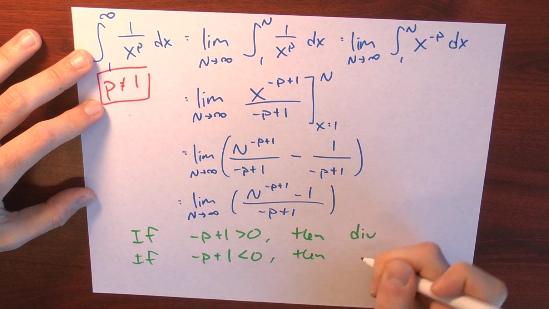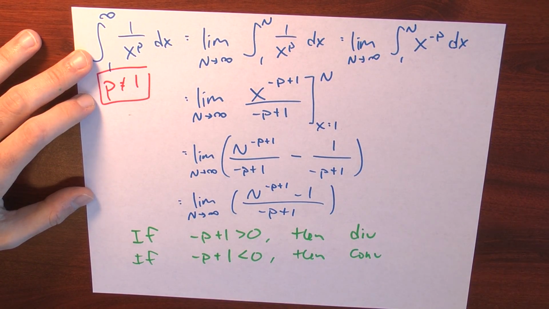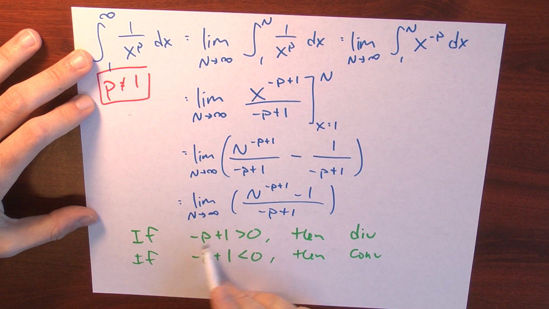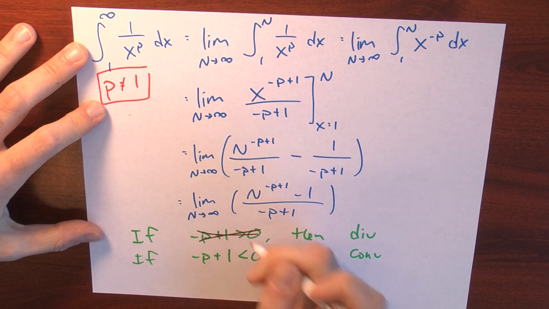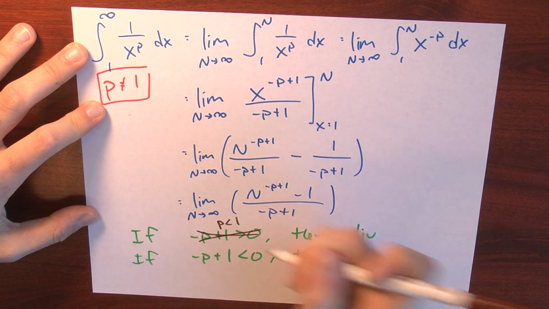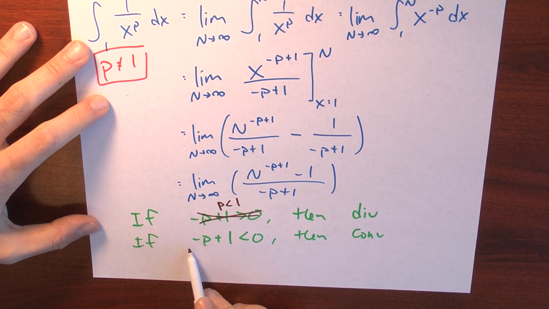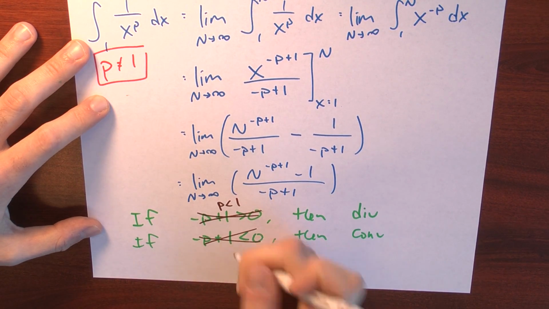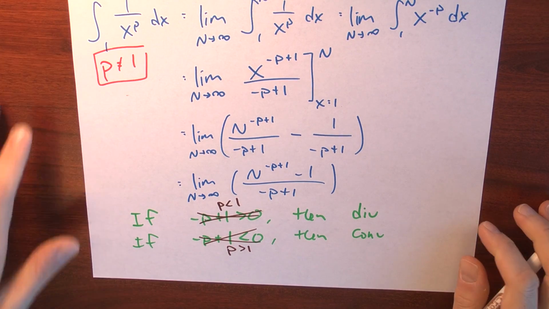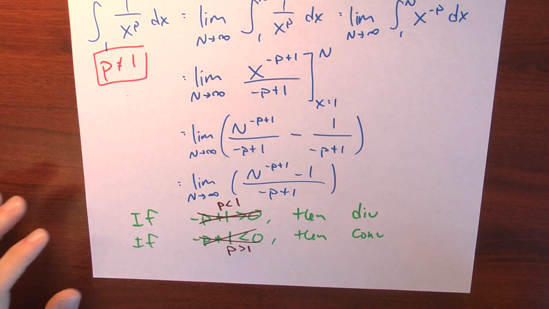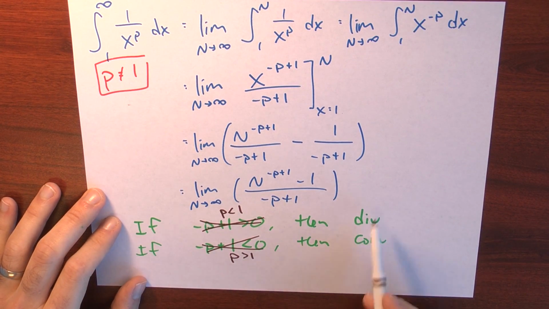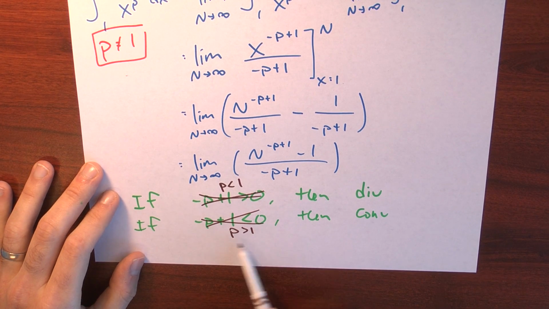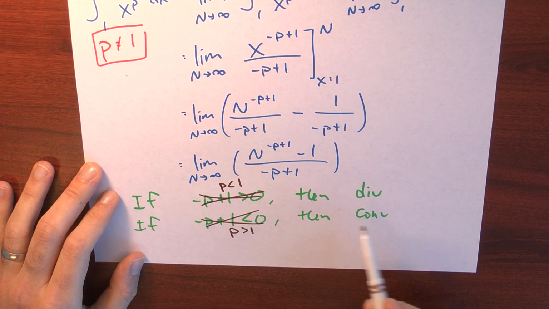So then it converges. And maybe it's a little bit complicated to think about what these two conditions are. Instead of saying minus p plus 1 is positive, I could just say p is less than 1. And instead of saying minus p plus 1 is negative, I could just say that p is bigger than 1. So now we've shown the whole story. If p is less than or equal to 1, the series diverges. And if p is greater than 1, then the p-series converges.